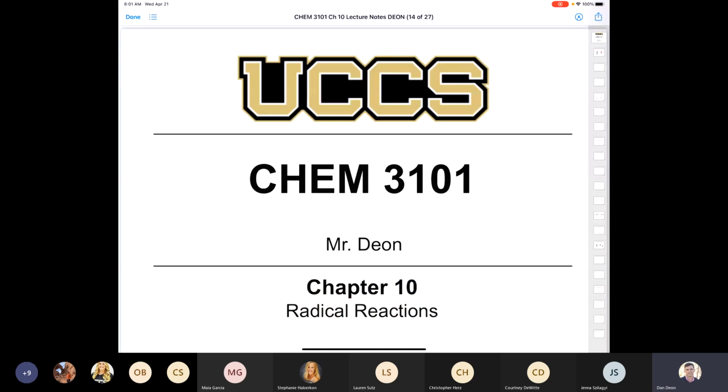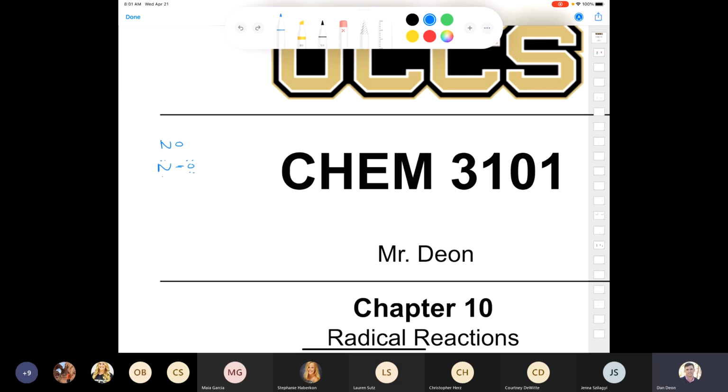Chemistry 3101. This is chapter 10, where we're going to deal with radical reactions. If you go back to your general chemistry days, you would have been introduced to the concept of radicals, or unpaired electrons in molecules like nitrogen monoxide. When you draw the Lewis structure of NO, you have an incomplete octet on the nitrogen.